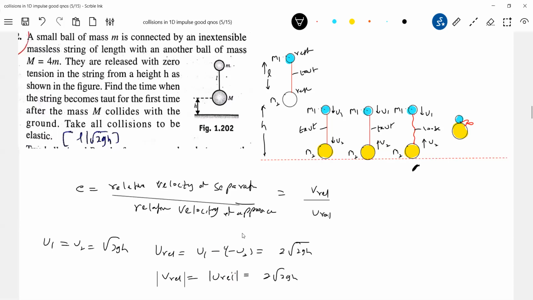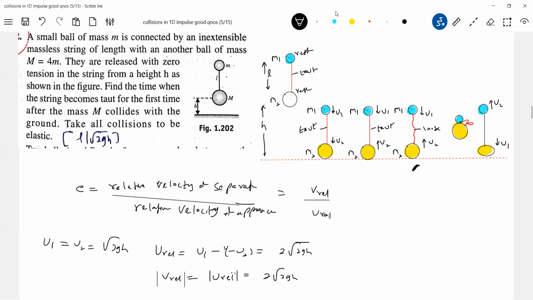So when the string is just taut, this is what happens here. Again, when the string becomes taut, what do we expect here? You should not mess up things here. The relative velocity of separation must be equal. So this will have velocity u2, this will have velocity u1. The relative velocity of separation must be equal to how much? It should be equal to 2 root 2gh.